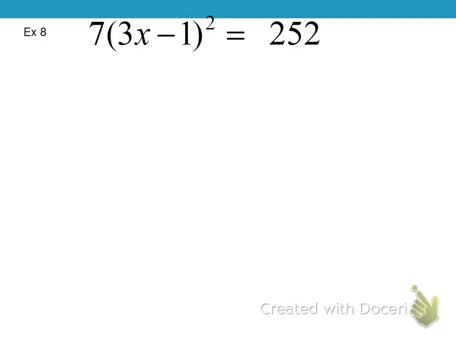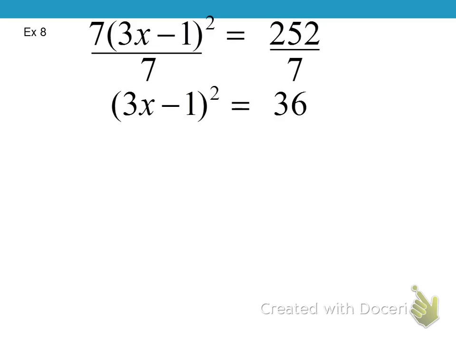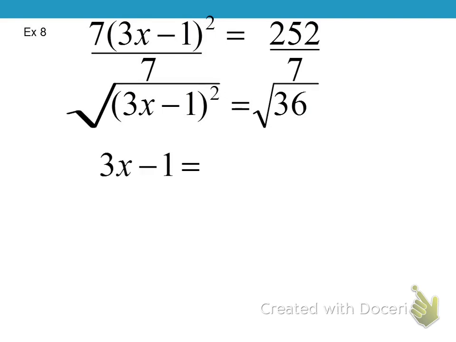All right, what should I do? Divide both sides by 7. What is 252 divided by 7? 36. Perfect. It's a perfect square. All right. What do I do? Square root of both sides. Good. 3x minus 1 equals plus or minus 6. Good. This is where you can break it into the 2 separate equations.